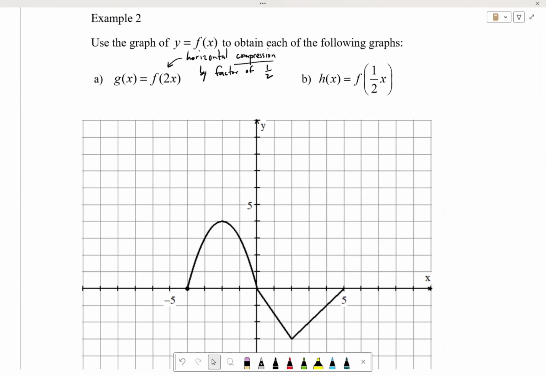They've given this function. This (-4, 0) is going to be moved to (-2, 0). Squashed. Right in the middle of the squash is the y-axis. So that's (-4, 0) becomes (-2, 0). I think you could do this one in pencil. I guess I'll do this one in green.